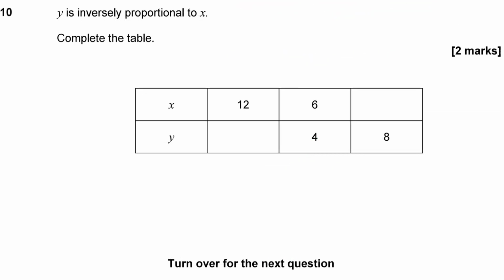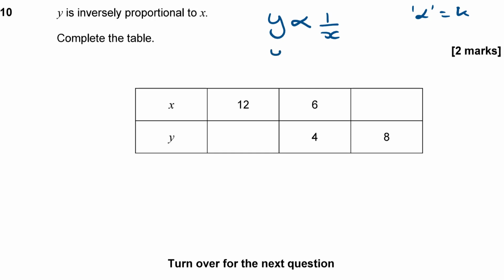Question 10. Y is inversely proportional to x. Complete the table. Okay, so y is inversely proportional to x. That means y is proportional, little fishy symbol, to 1 over x. Okay, so that's what that is saying mathematically. Now we can replace the little fishy symbol with equals k.